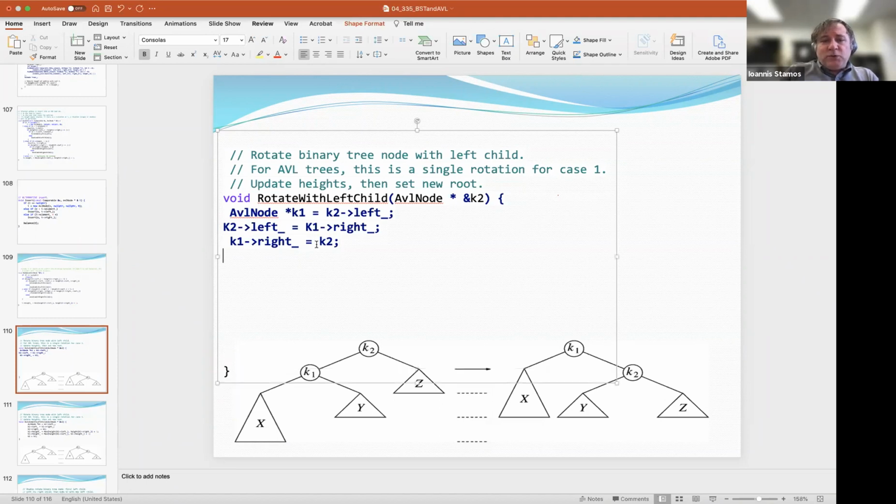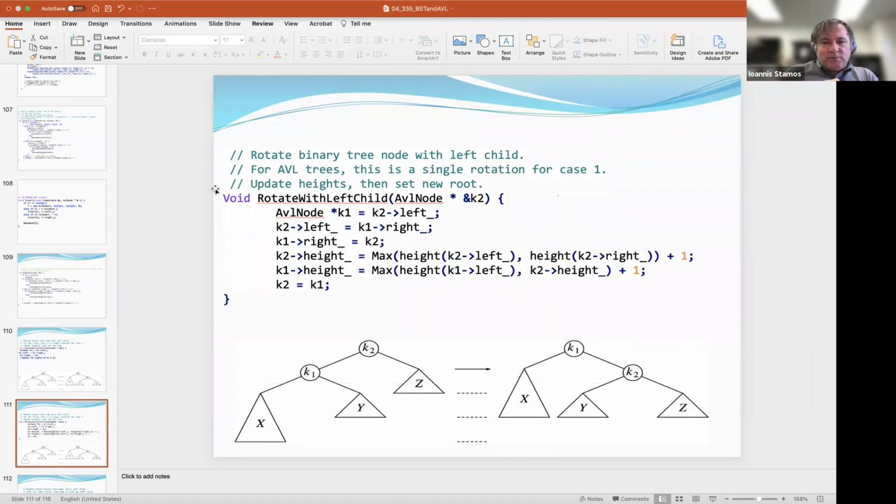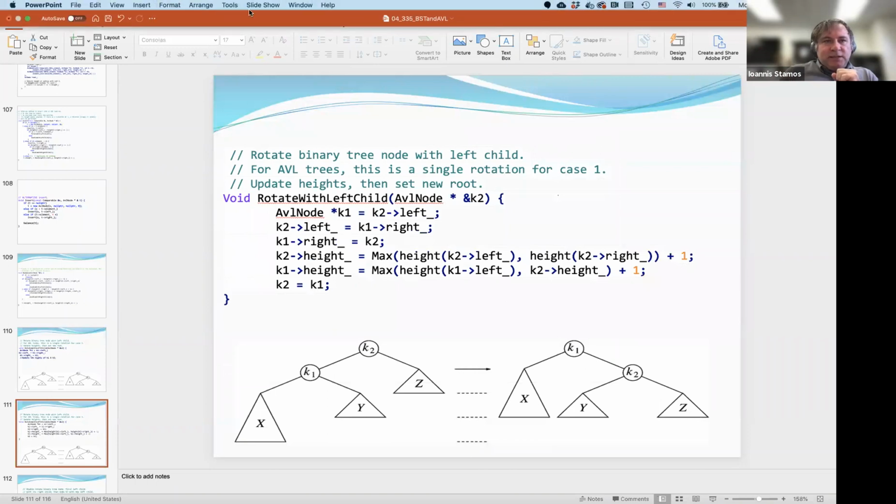Now, the other thing you'll do, and you'll see it in the next slide, you update the heights of K1 and K2, which is very simple. Updating the heights of K1 and K2, the only thing you do is that you look to the left and the right subtrees of K1 and K2, and then you just do it. But you're not done. So I'm going to show you the code in totality.